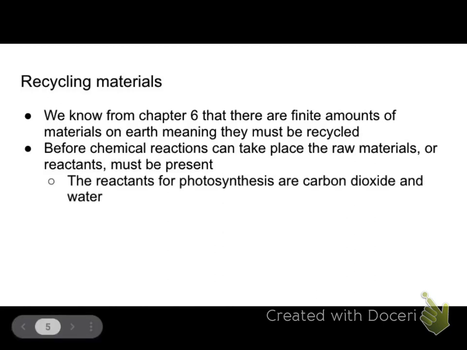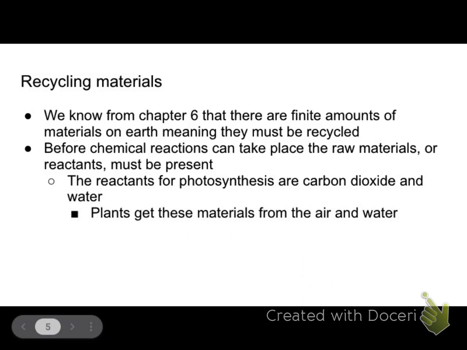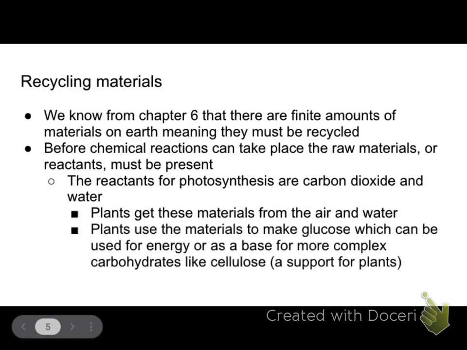The reactants for photosynthesis are carbon dioxide and water. Plants are able to get these materials from the air and also from water. So they suck up water through their roots, and then there's a gas exchange that happens in the leaves of plants, where they release oxygen and take in carbon dioxide. Then plants are able to use those materials to make glucose, which can be used for energy or sometimes as a base for more complex carbohydrates. Because remember, glucose is the base molecule of a carbohydrate.